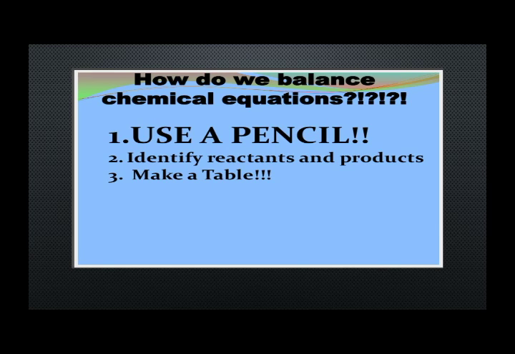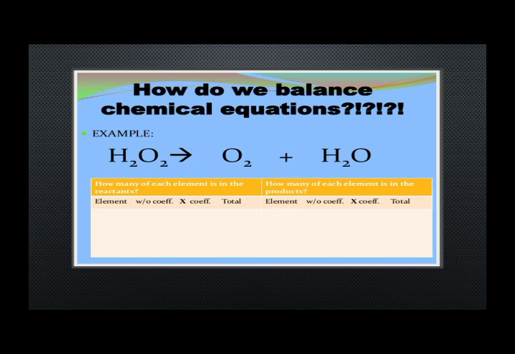Use a pencil, identify the reactants and products, and make a table. It's very simple. Look over here. How do we balance the chemical equation? Here you can see the equation in front of you on your screen, that is H2O2, meaning hydrogen peroxide, is forming oxygen and water, right? It's forming oxygen and water, releasing oxygen and water.